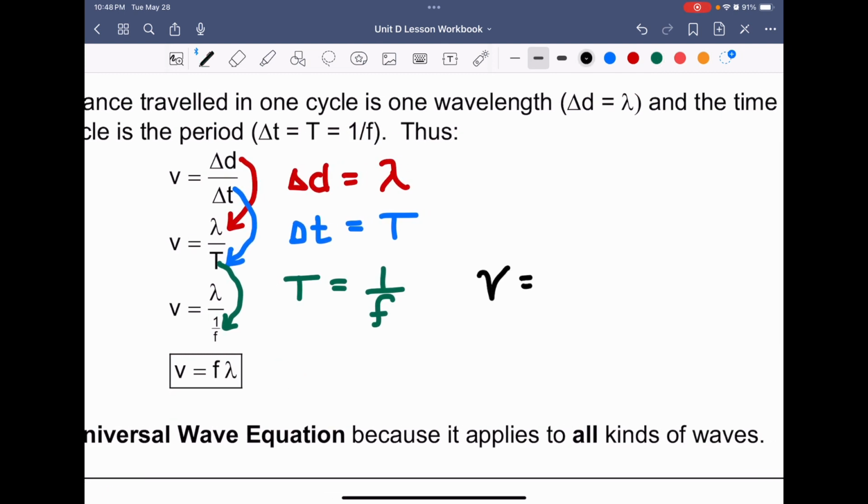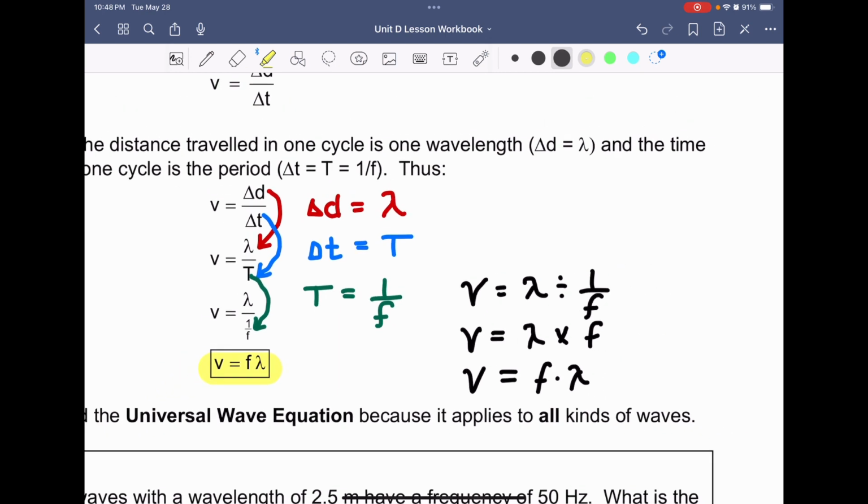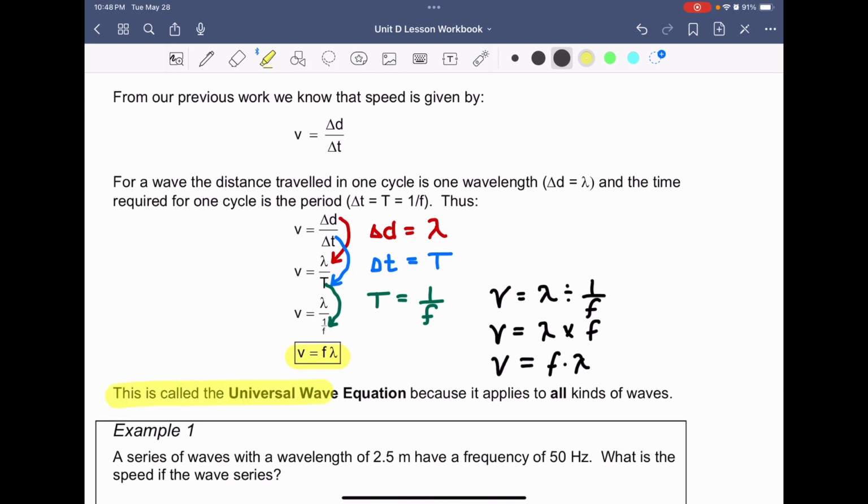If I know speed is equal to lambda divided by 1 over f, so I'm just writing the division left to right rather than vertically, what I can do from math, whether it be 10C or even math 20, is I can write this as lambda multiplied by f, therefore giving me the final form of frequency times lambda, which is our universal wave equation. And the beautiful thing about this equation, it's on your formula sheet and it applies to all waves. Therefore, it's given that name of universal because it applies to all waves.